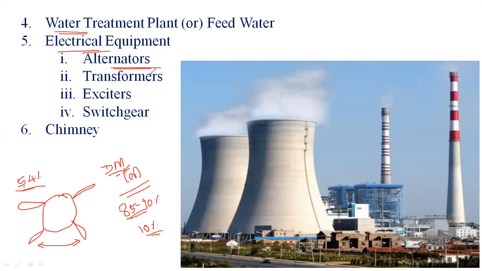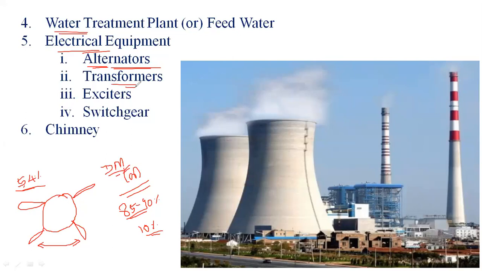Based upon the power generation, n number of alternators are connected, that is 2 units, 3 units, and so on. 2 units means 2 sets of alternators are connected in the power plant. The alternator's function is to convert mechanical energy into electrical energy, and it is attached on the same shaft of the turbine.